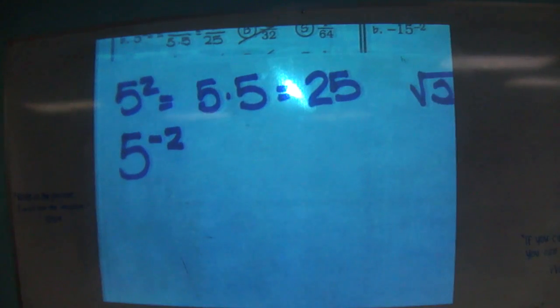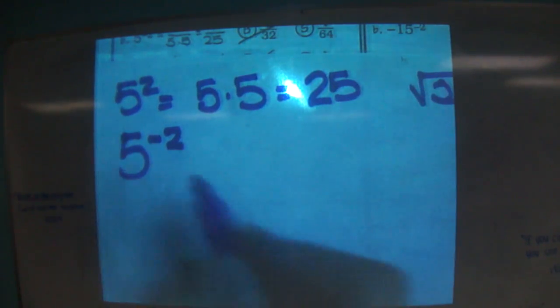But what about this one? 5 to the negative second. What happens when you have a negative exponent? Well, the first thing I'm going to tell you is negative exponents have nothing to do with negative numbers. They're more like when you are staying somewhere and there are bunk beds, and you want to be in the bottom bunk, and your big brother says, no, I'm going to be in the bottom bunk. You have to be in the top bunk, or vice versa.